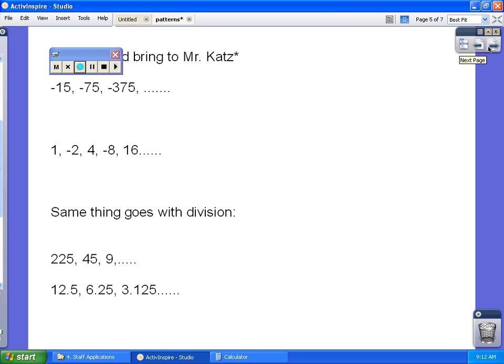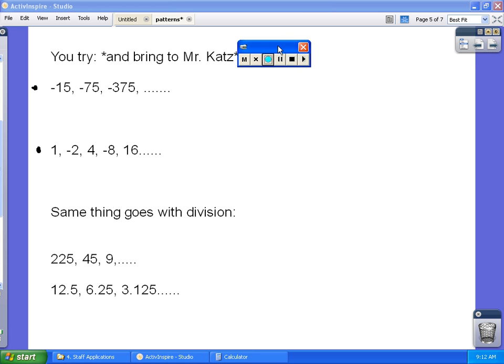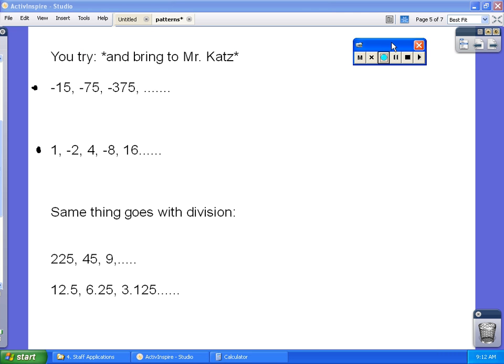Now I want you to try these two problems right here, but pause the screen right now and try those two problems and bring it up to me. All right. So now that you did those two problems, the same thing goes with division. So again, first of all, you would check to see if it's subtraction. And in this case, when you subtract the bigger minus the smaller, and then the bigger minus the smaller, you don't end up with the same answer. So it must be division.